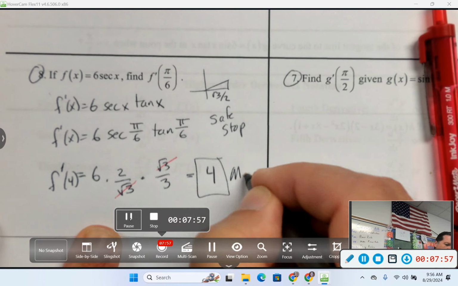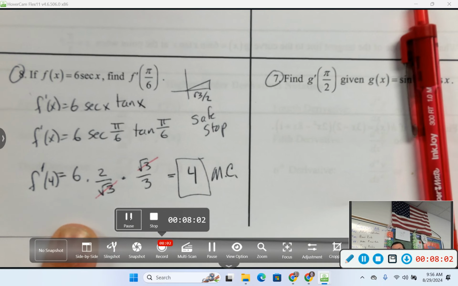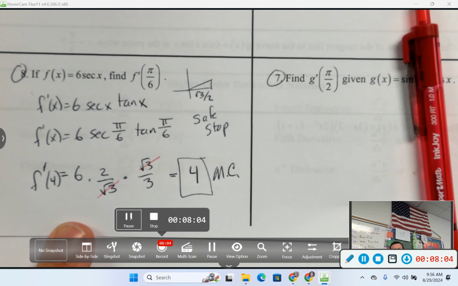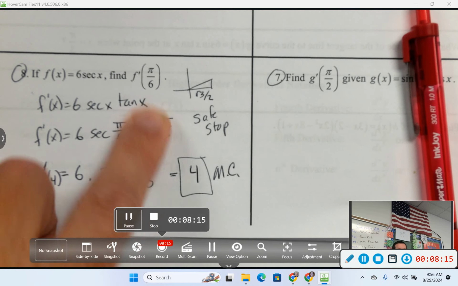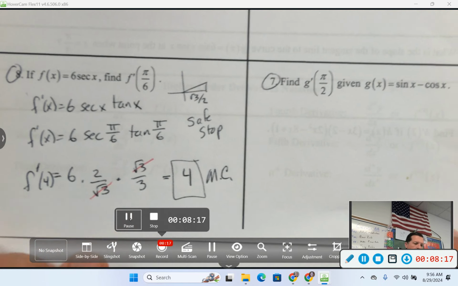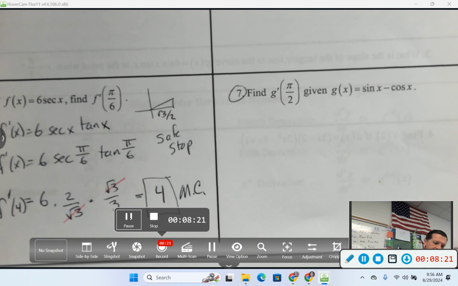Again, that's going to be your multiple choice answer. So, free response questions, you can leave safe stops. Usually because, and especially in a free response question, there's so much more going on in that problem, and we're not worried about you knowing those values. We're worried about all the stuff that led up to that. All right, let's skip number 7, because it's the same thing.